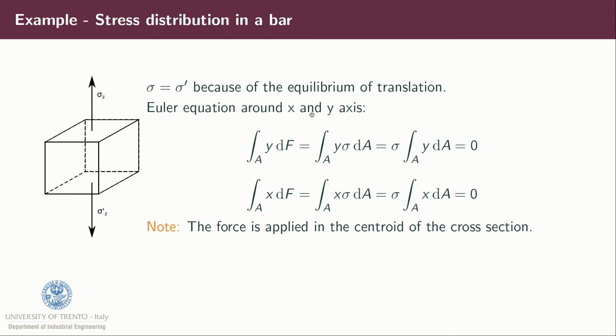Now we can write down the Euler equation around x and y axis and find out that the integral over the area of y dF is equal to the integral over the area of y sigma dA, and since sigma is constant, we can bring it out of the integral, having sigma times the integral over the area of y dA is equal to 0. And the same can be done for the second integral, and this is true actually because we apply the force in the centroid of the cross-section.